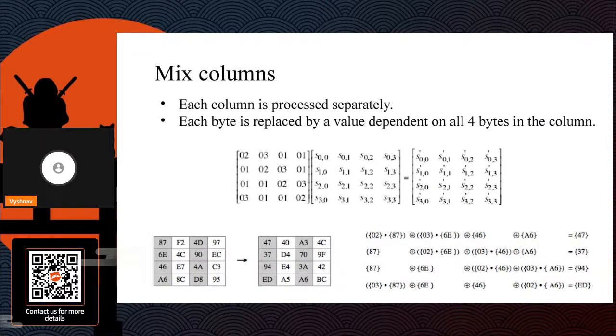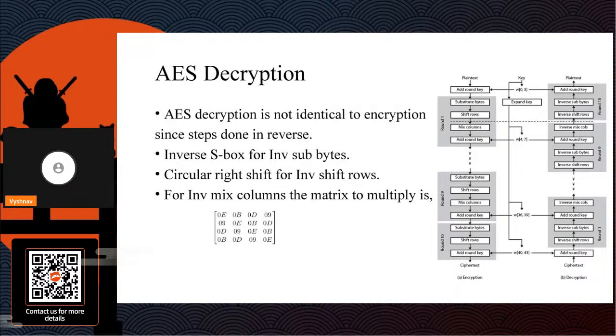Here we are using 02, 03, 01, 01, but here we'll use this matrix: 0E, 0B, 0D, 09. Basically, AES uses a substitution permutation network, where data is divided into blocks and performs substitution and permutation, whereas DES uses Feistel. Both Feistel and SP networks are types of product ciphers.